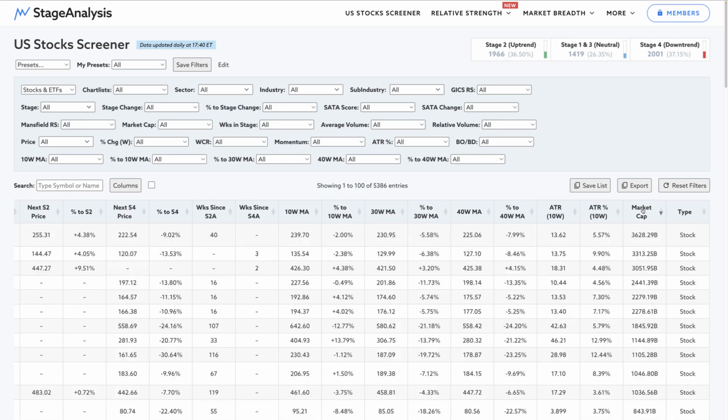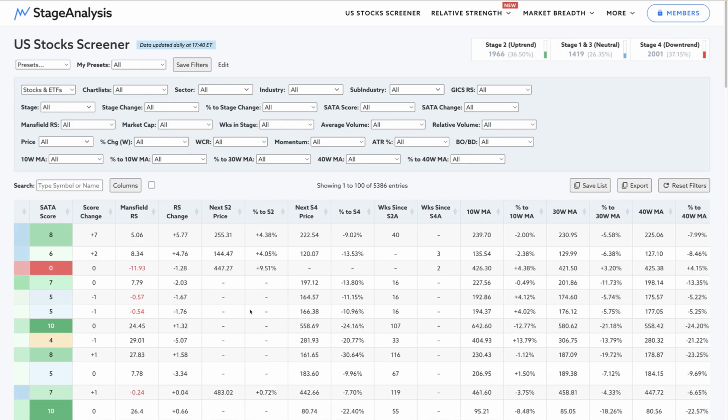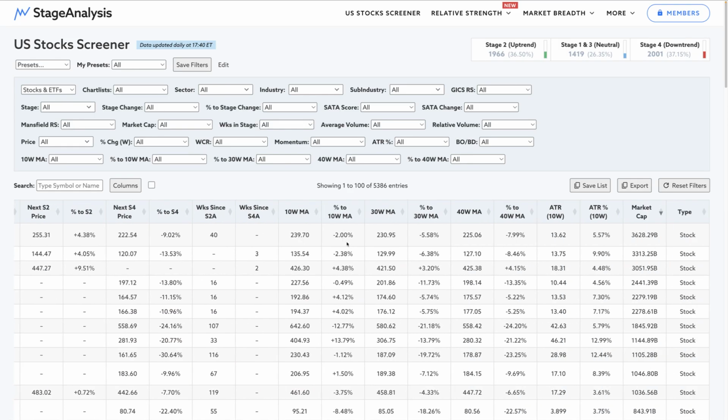Again, if we flip this around by market cap quickly, you'll see we start with the larger stocks, which give us a better idea of what's going on with some of these. So Apple, for example, is a 2% drop in order to get to its 10-week moving average at the moment, and it would need to drop just over 5% in order to get to its 30-week moving average, and almost 8% to get to its 40-week moving average at the moment. So these could be useful again for quality filtering.